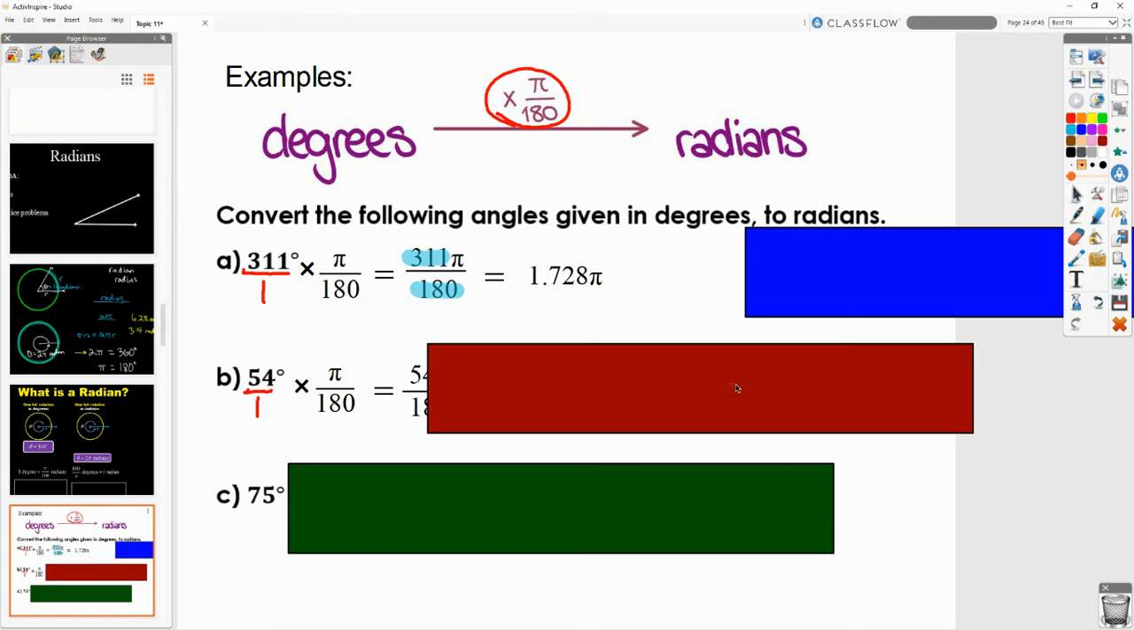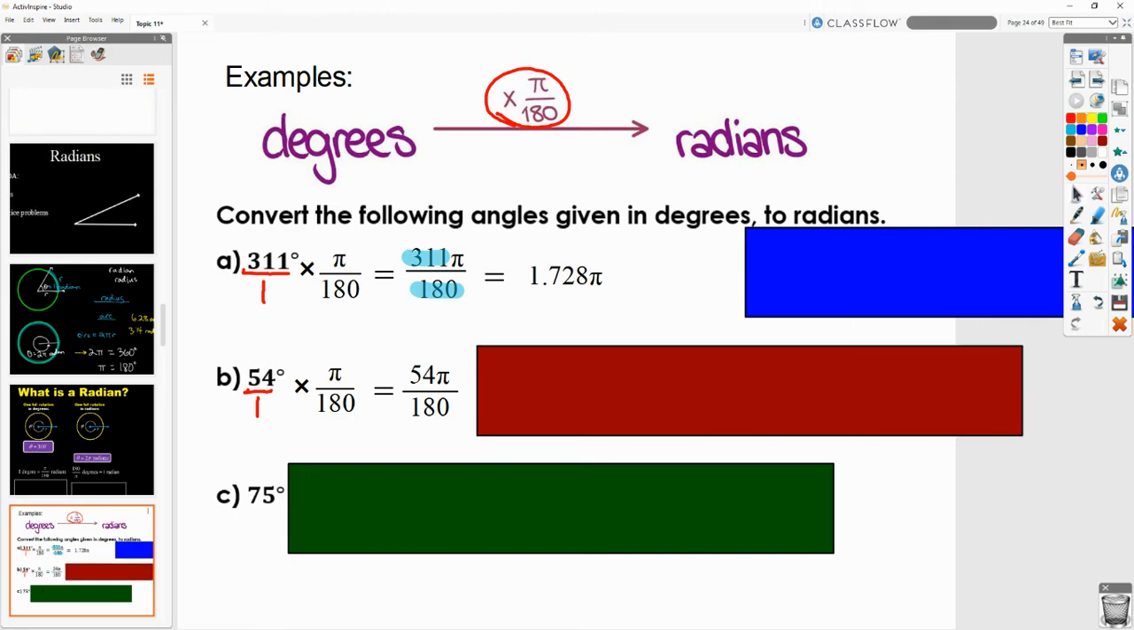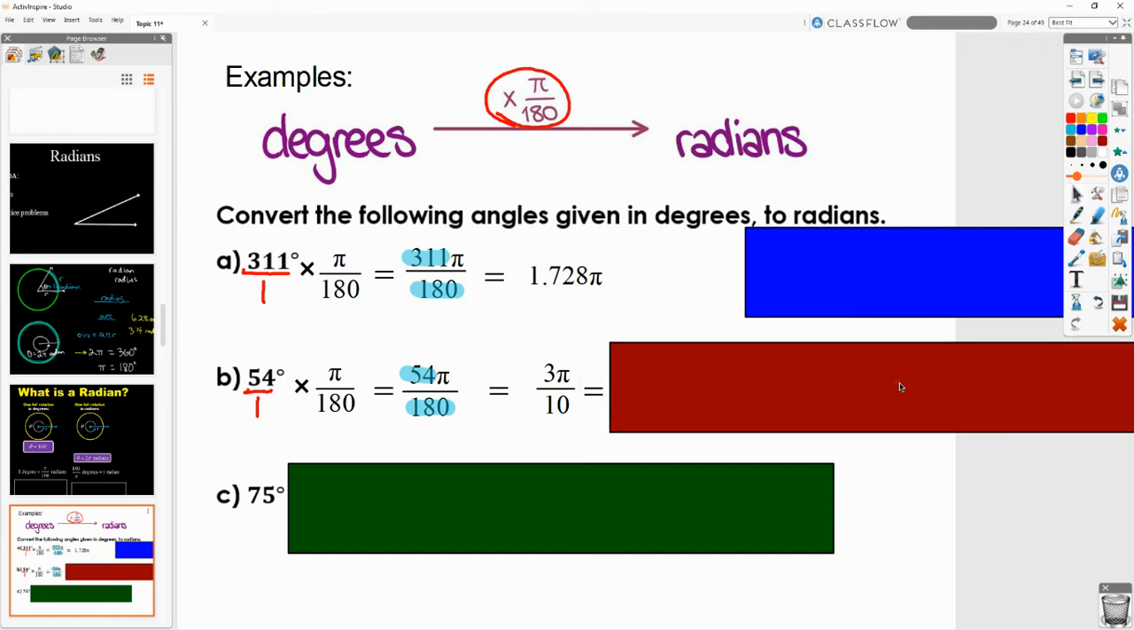So on top we would have 54 times pi. On bottom we've got 1 times 180. This time we're doing the same exact thing. We've got 54 and 180 as our two numbers. That's what we're going to divide. 54 divided by 180, if you simplify the fraction down, is 3 over 10. Or if you just punch that into the calculator, you've got 0.3 pi. Again, we're leaving the answer in terms of pi. We do all of the other multiplication or division, but we leave pi alone.